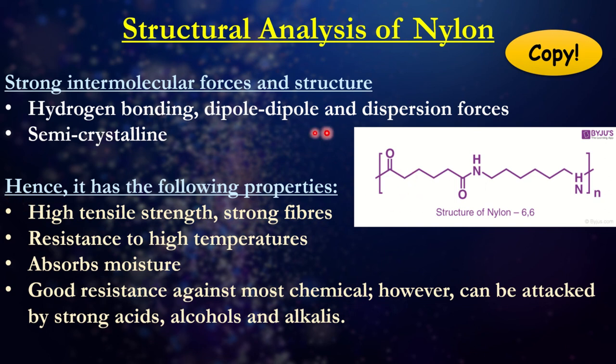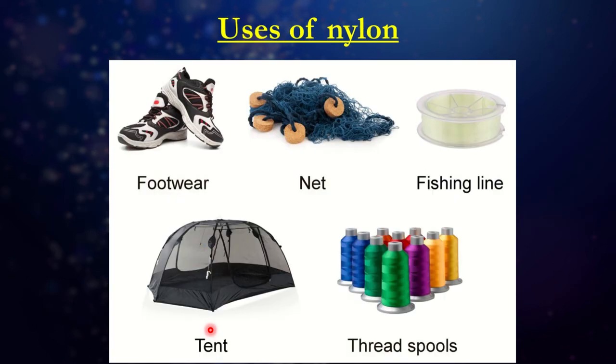Because of these specific intermolecular bonds in nylon, you have really high tensile strength, really strong fibers forming. It's really resistant to high temperatures, really good at absorbing moisture. Of course, you don't want your clothes to just leak out moisture, so it absorbs that moisture in. It's good resistance against chemicals, so it's good at storing particular chemicals you want stored away, but it can be attacked by strong acids, alcohols, and alkalines. So for that, you might not want to use nylon to store those kinds of chemicals.